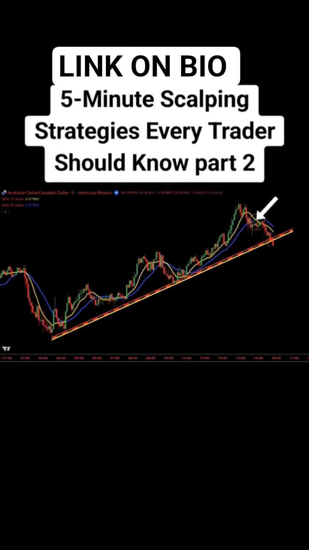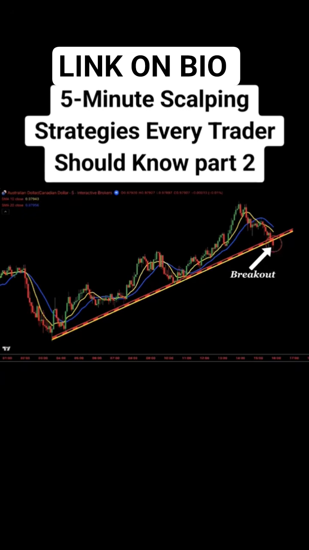Before the trend line is broken, the 10 simple moving average crosses below the 20 simple moving average, creating a bearish moving average crossover. This is our first confirmation that bullish momentum is weakening and that a potential trend reversal may be underway. Shortly afterward, price breaks below the trend line, providing our entry signal.